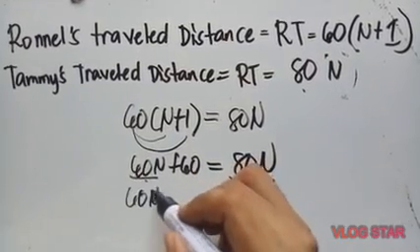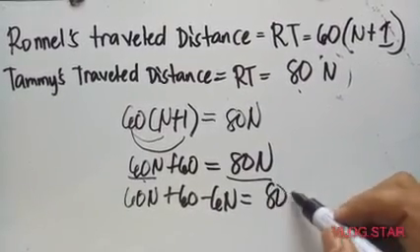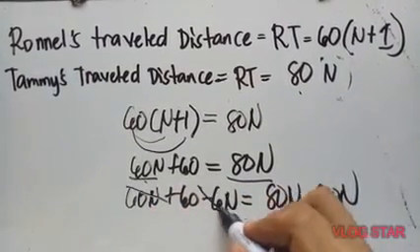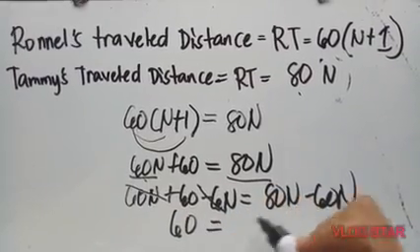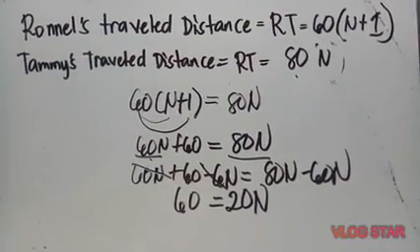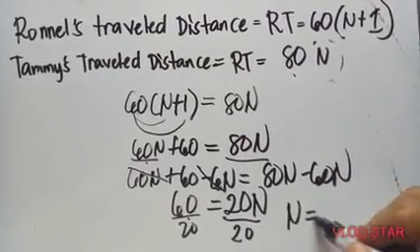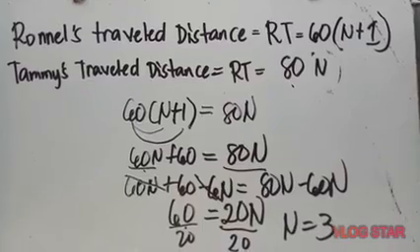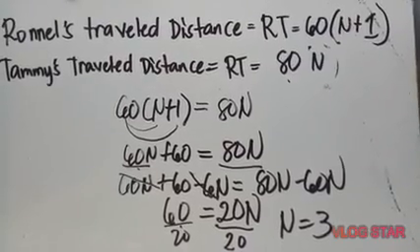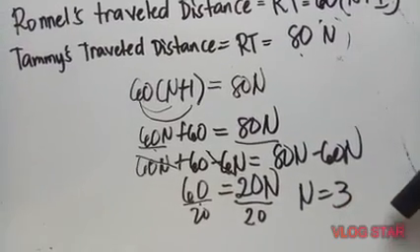So 60n plus 60 minus 60n is equal to 80n minus 60n. So we can now remove 60n on the left side. Then 80n minus 60n, we have 20n. Then divide, we can get n is equal to 3. So it means that Tammy will overtake Ronel after 3 hours, which is 12 noon. Okay.